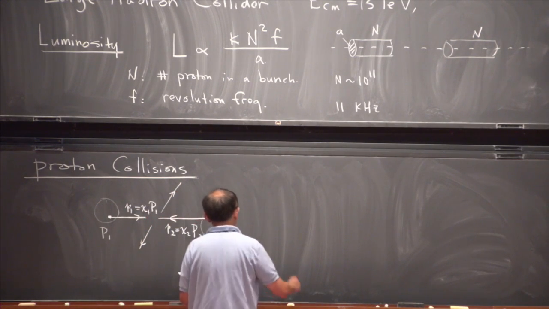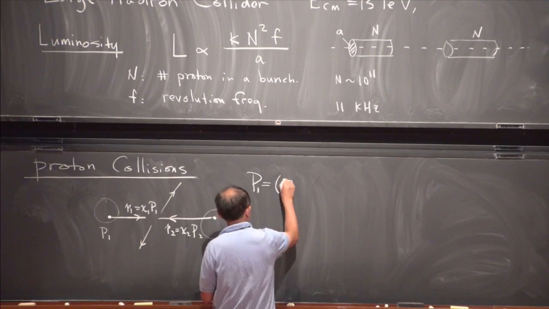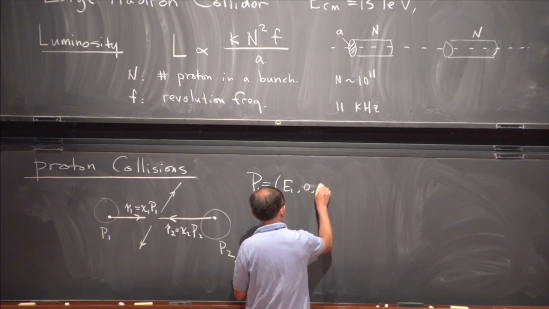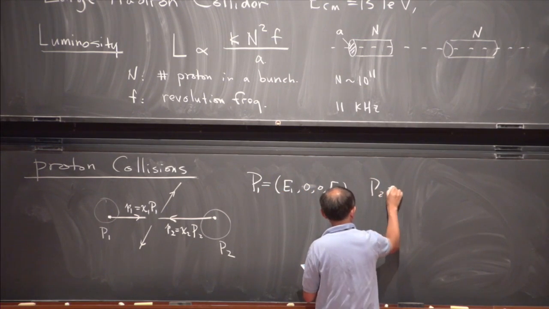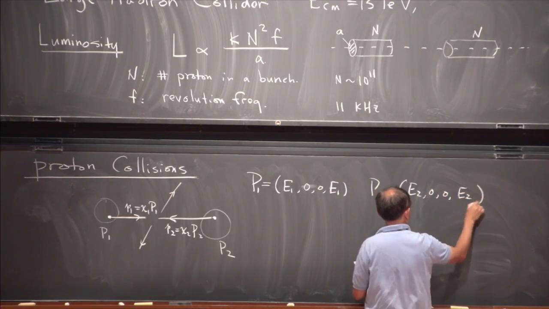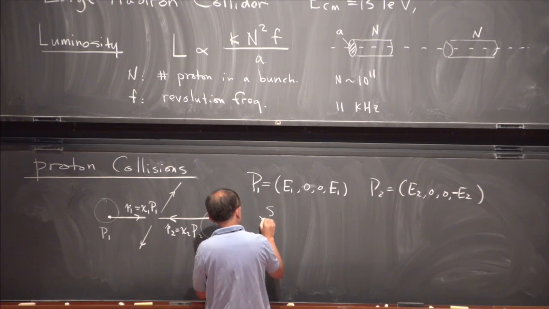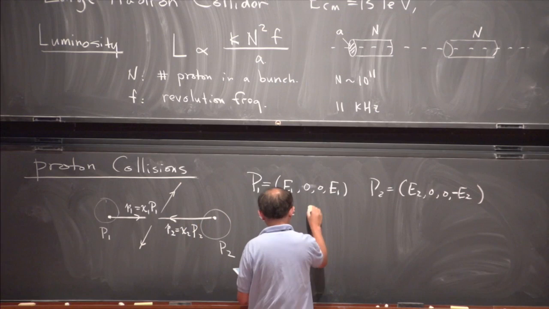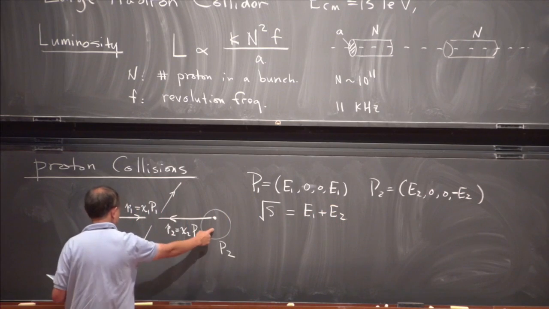And yeah, so let's just set up some notation. P1 is (E1, 0, 0, E1). P2 is (E2, 0, 0, negative E2). And so the center of mass energy is E1 plus E2. This is the center of mass energy of these two protons.